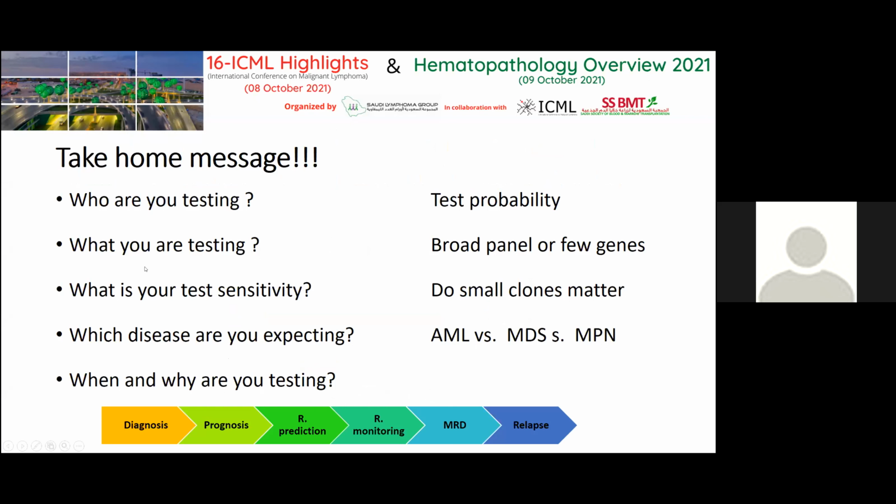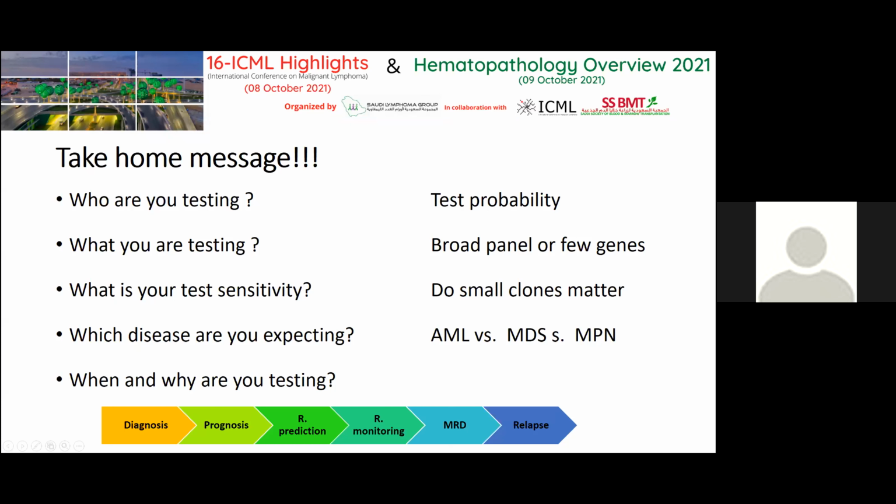And think about what you are testing, single gene or multiple gene, whole gene or hotspot. Also think about the test sensitivity. So there are some diseases where small clones matter, particularly if you are thinking about prognosis. If you find a small clone of adverse mutation, that might be something that really changes the outcome for this individual. And if you are doing less sensitive testing, you might not identify this.